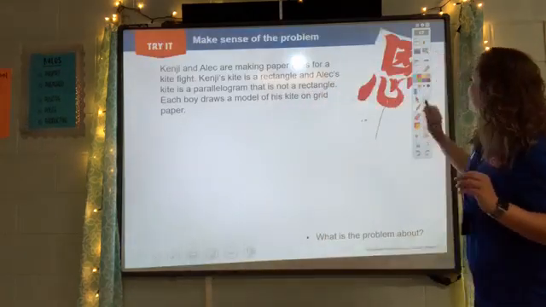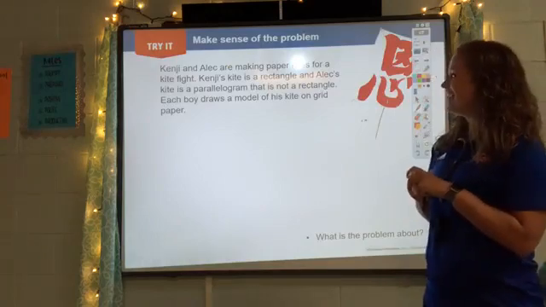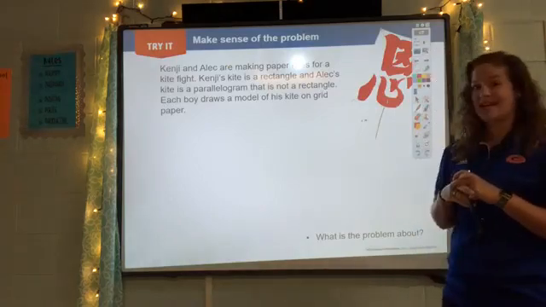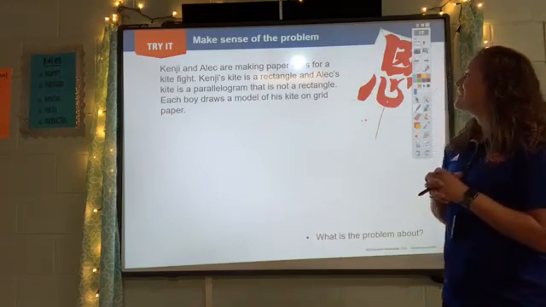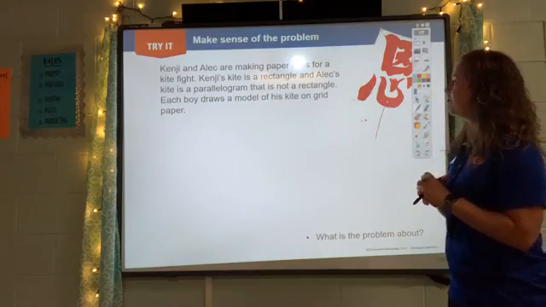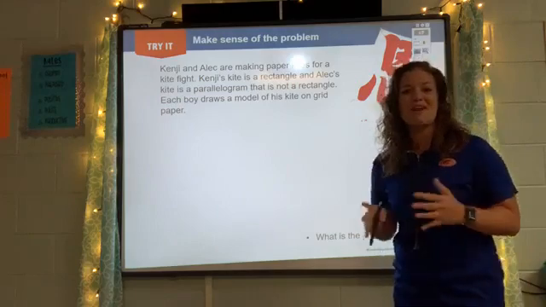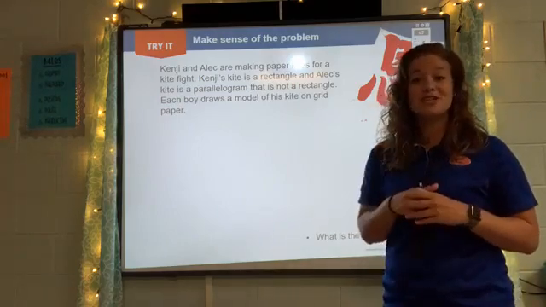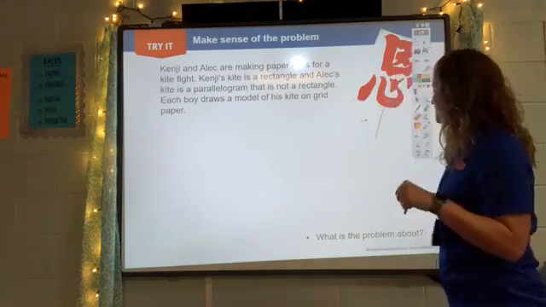All right, Kenji and Alec are making paper kites for a kite flight. Kenji's kite is a rectangle. Alec's kite is a parallelogram that is not a rectangle. Each boy draws a model of his kite on grid paper. So if you have your grid paper, go ahead and get that out now so that you can draw your shapes. Let's go ahead and tear apart this problem and see what we need to know.